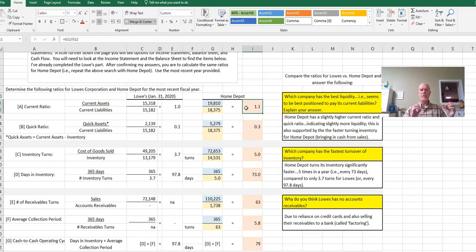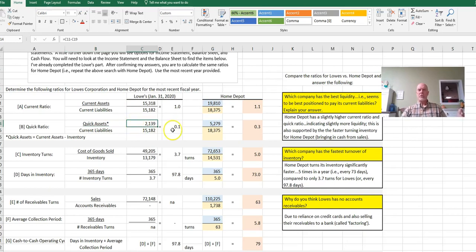We can get a little more focused with our ability to pay our current liabilities if we focus only on those assets that are either cash or extremely close to cash. And we calculate the quick assets by taking the current assets and subtracting inventory, because inventory may take a while to sell. So since we're removing a significant current asset, the quick assets are significantly smaller.